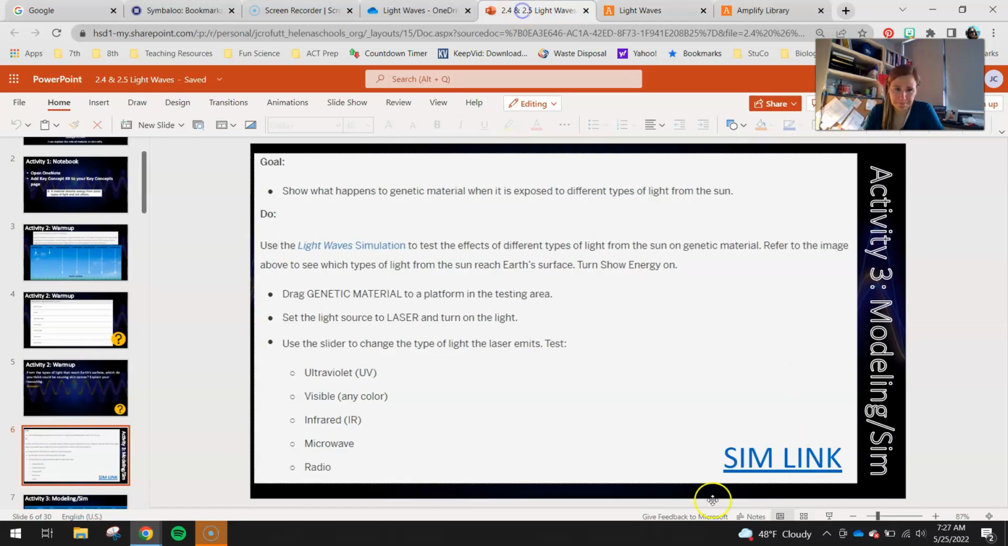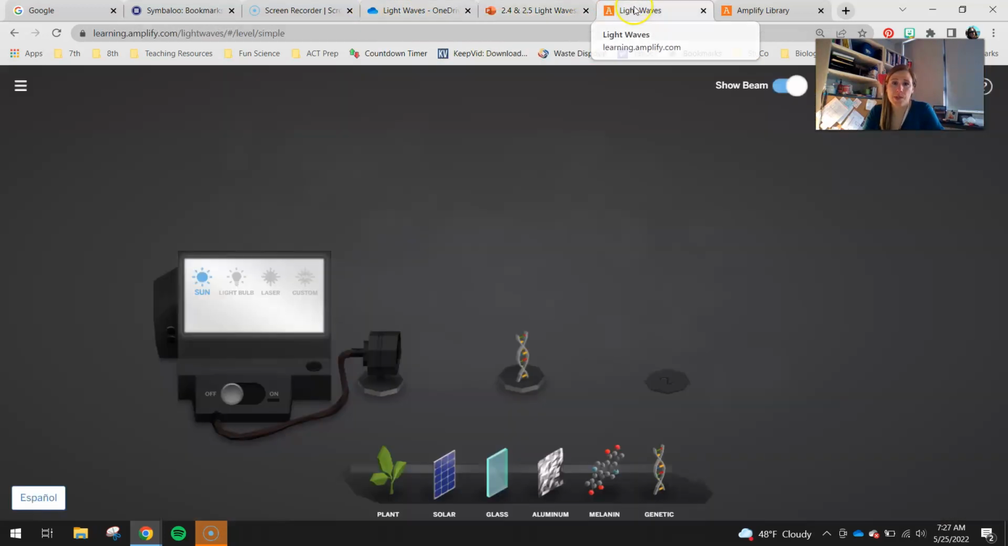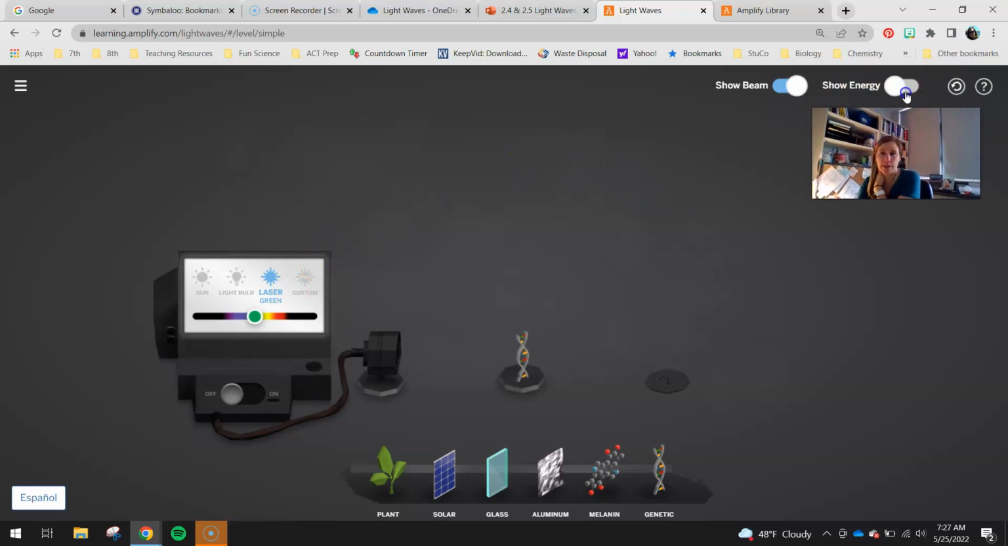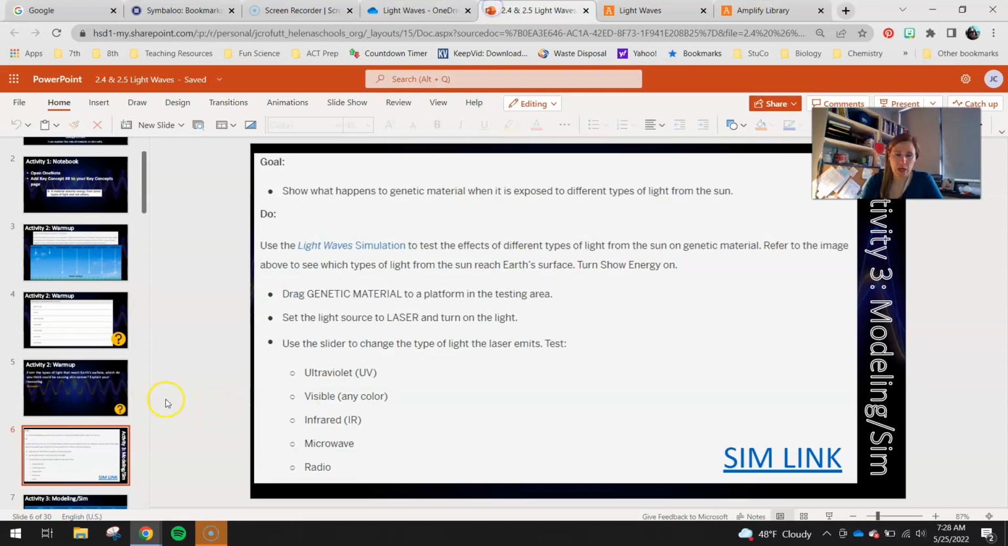So there's our DNA. We're actually going to use the laser as our light source and turn it on. So here is the laser. And if you notice, we can change the different types of light that we use in the laser, and that's why we wanted to use the laser on this one. With sunlight, we can't just highlight one type of light that we find in the sun, but with the laser we can. So use the slider to change the type of light the laser emits.